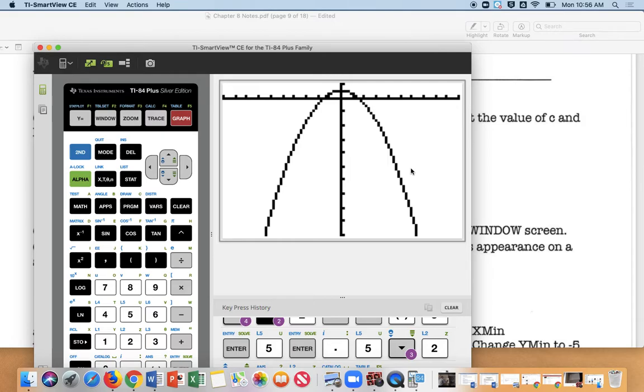If you have any questions about what A or what C does to your graph, just let me know. Remember, the whole point of this is A controls the width of your graph, and it controls which direction it's opening, up or down. And C controls whether you're shifting up or down with that vertex. If you guys have any questions, reach out to me. I'm here to help.